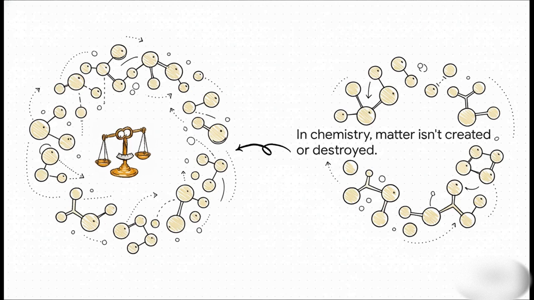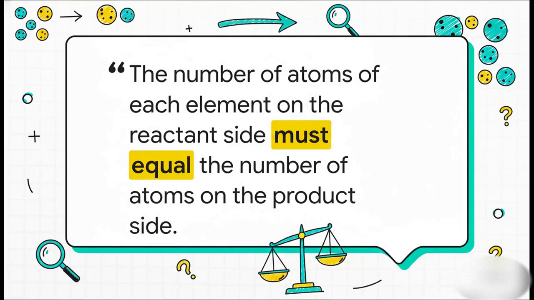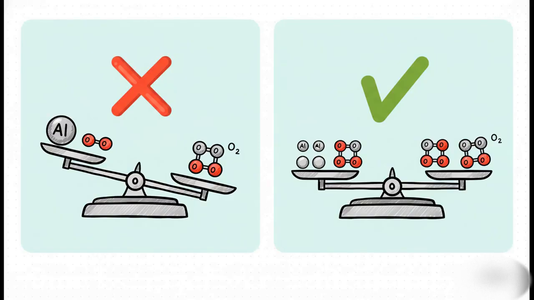Nothing just vanishes. So here's the crucial point, the bottom line. The number of atoms of each element on the left side of that arrow has to be exactly equal to the number of atoms of that same element on the right side. No exceptions. It's a non-negotiable rule. Let's see this in action.